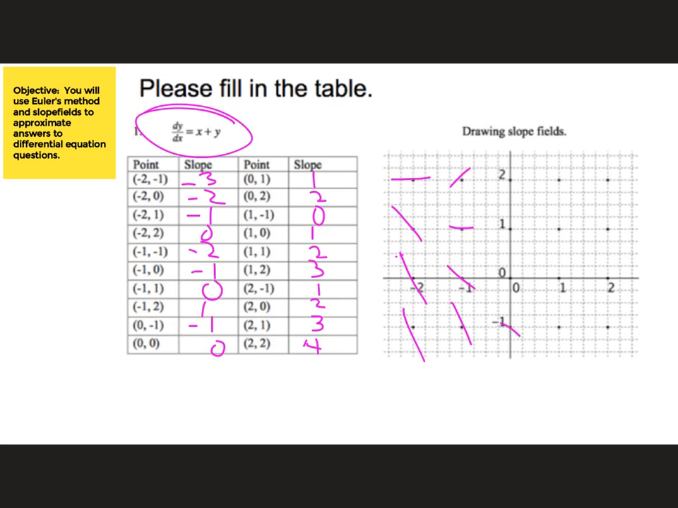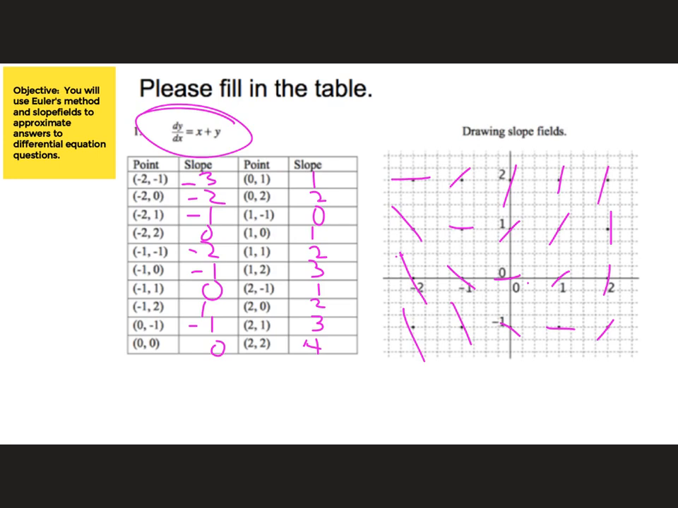So we have a slope of -1, we have a slope of 0, we have a slope of 1, we have a slope of 2, we have a slope of 3, of 2, of 1, of 0, and then at 2, -1 is a slope of 1, and then a slope of 2, and then a slope of 3, and then a slope of 4. Don't worry too much about the steepness. You have to have the right idea. That's all we're doing with slope fields for that.